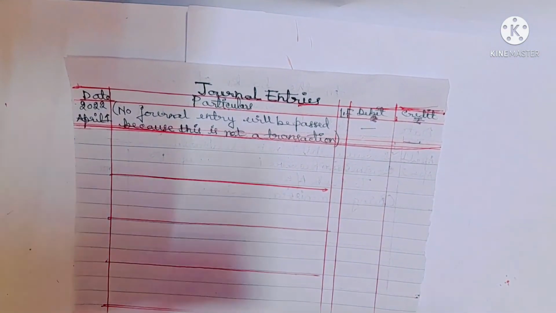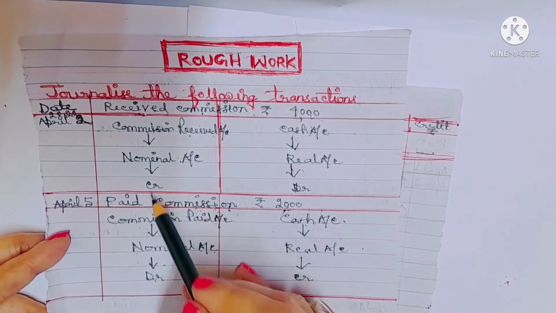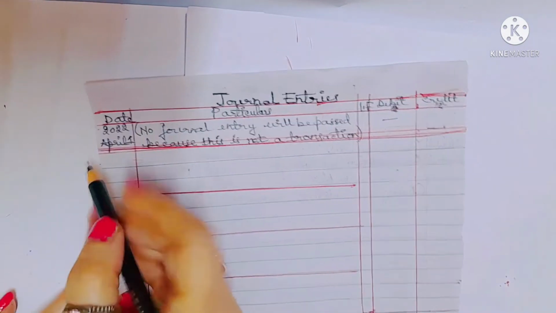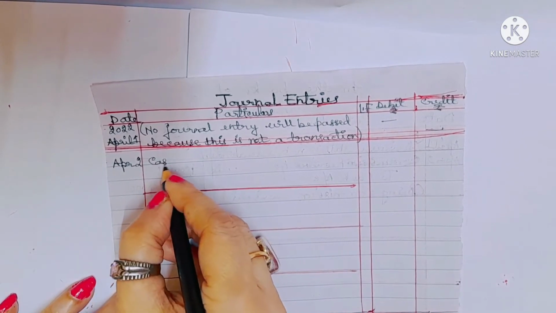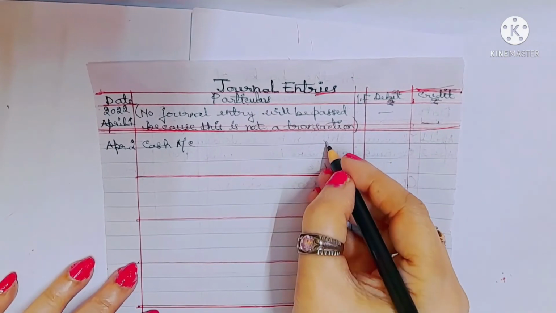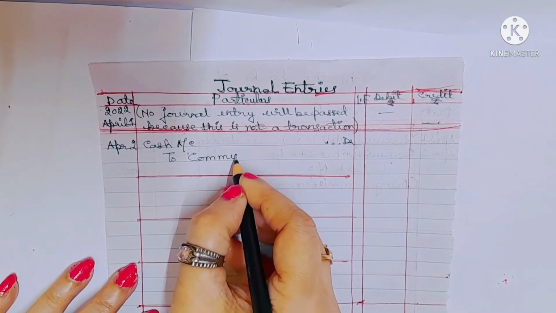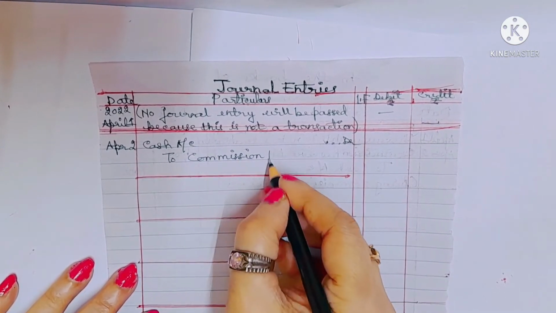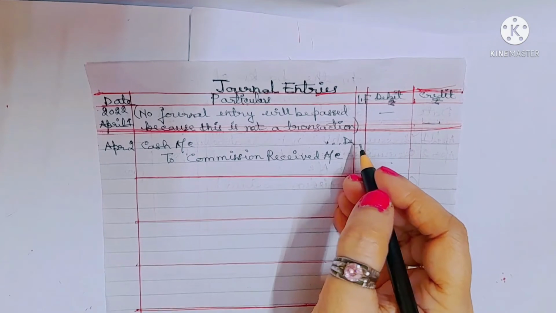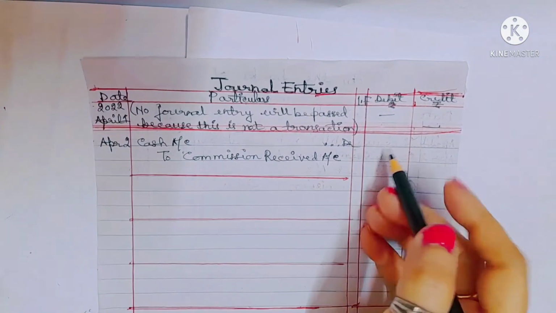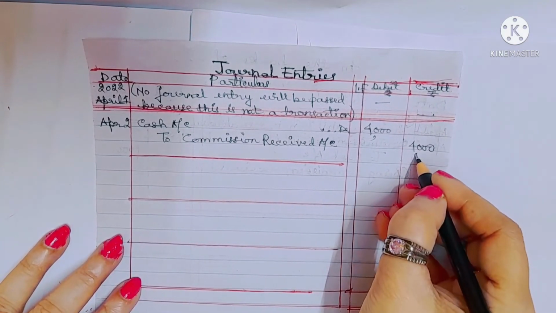What is the second transaction? See, on 2nd April, received commission 4,000. Commission received account credit, cash account debit. Let's do it. Cash account debit to commission received account. What is the amount? See, 4,000.